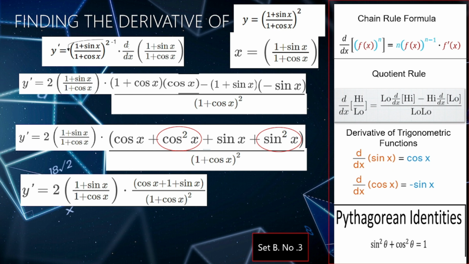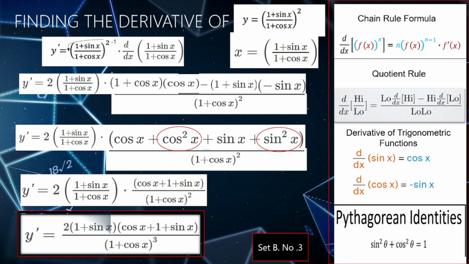And we can simplify this since they both have the same denominator. We will just copy the numerator and we will multiply the denominators. Then we will have y prime is equal to 2 times 1 plus sin x times cos x plus 1 plus sin x over the quantity 1 plus cos x, cubed. It is cubed since we multiply 1 plus cos x to 1 plus cos x squared.